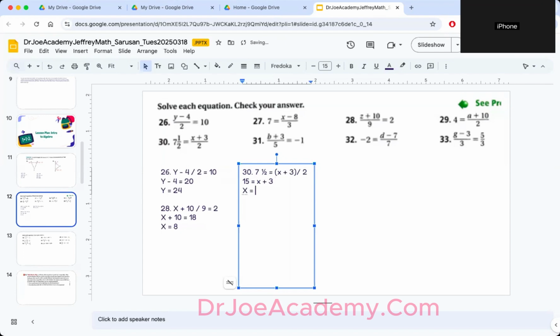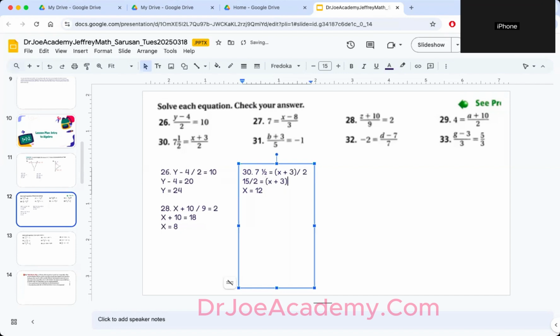x equals 12. All right, looks good. So this equals 15. That's fine. But we're looking at 7.5 times 2, and I'm not too sure if this is actually correct here. So 7 and 1 over 2 is actually the same as saying 7.5, right? That's the same as saying 15 over 2, right? Yeah, that's the same as 15 over 2.